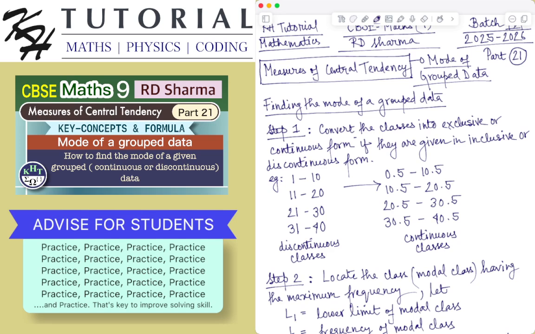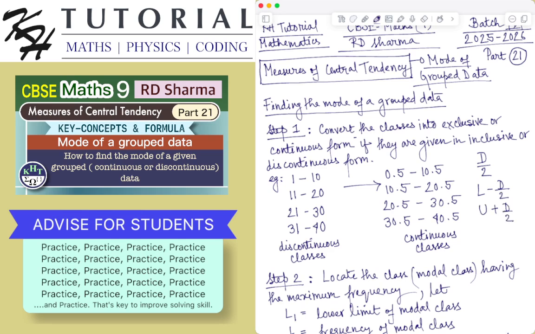So if d is the difference between the upper limit of any class and the lower limit of the next class, then you find d by 2, and then for all classes you subtract d by 2 from the lower limit. That is, the lower limit becomes L minus d by 2, and you add d by 2 to the upper limit. So the upper limit becomes u plus d by 2.